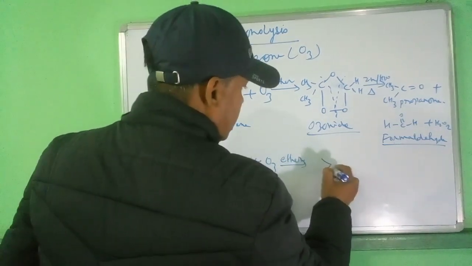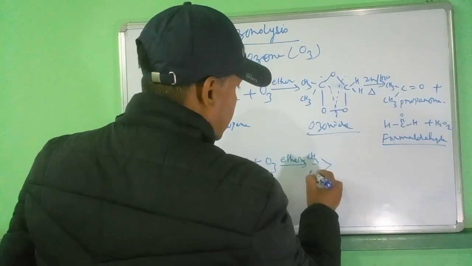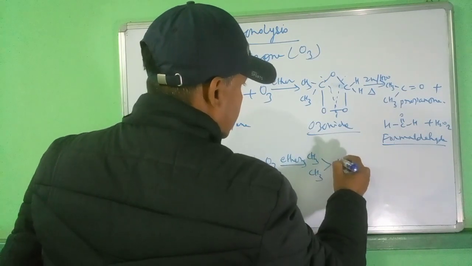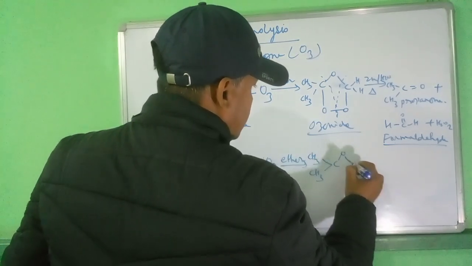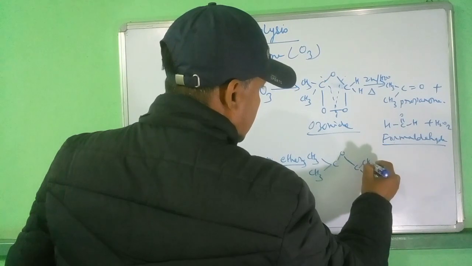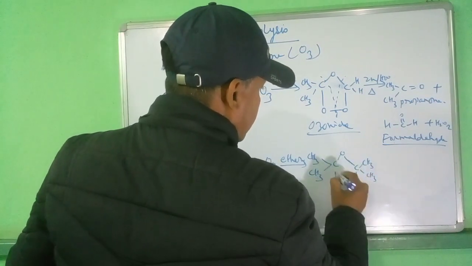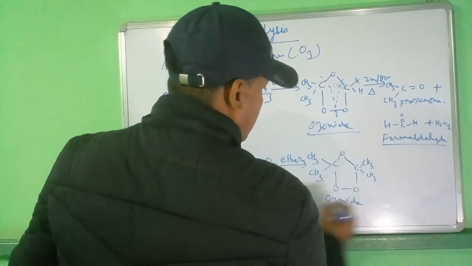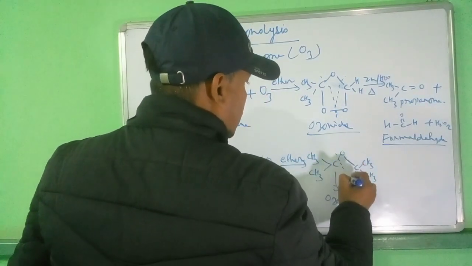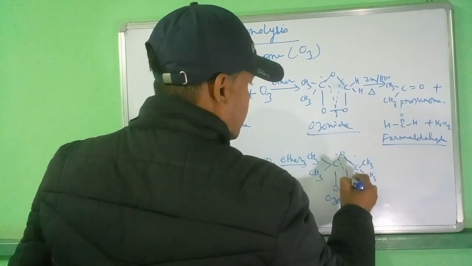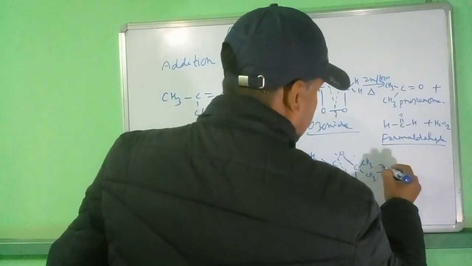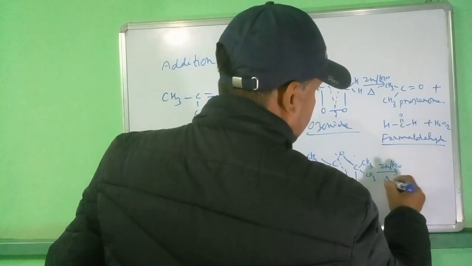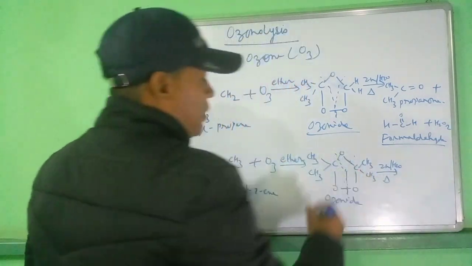Get what? CH3. This ozonide is formed. CH3. This type of ozonide is formed, and again here the Y-shaped cleavage takes place. Okay, Zn plus water, giving two molecules of the ketone.